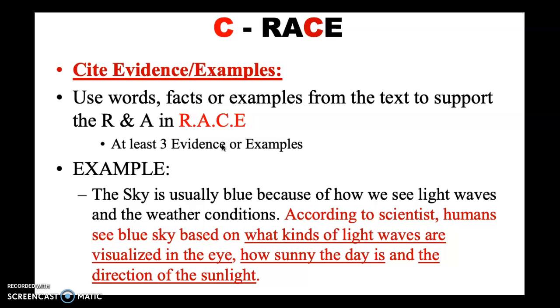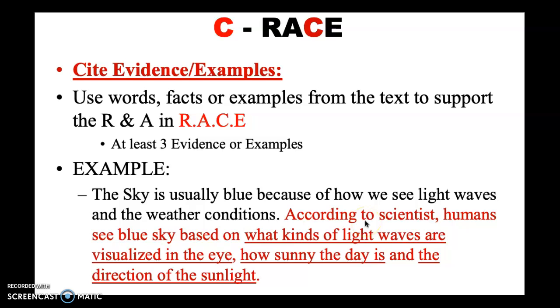The C in the RACE acronym is cite evidence and examples. Use words, facts, or examples from the text to support the R and the A in the RACE. At least three evidence or examples. You do not always need three. For this particular example, I'm offering three, but oftentimes you can just use one or two. So my example, after the restating and the answering, it will say, the sky is usually blue because of how we see light waves and the weather conditions.